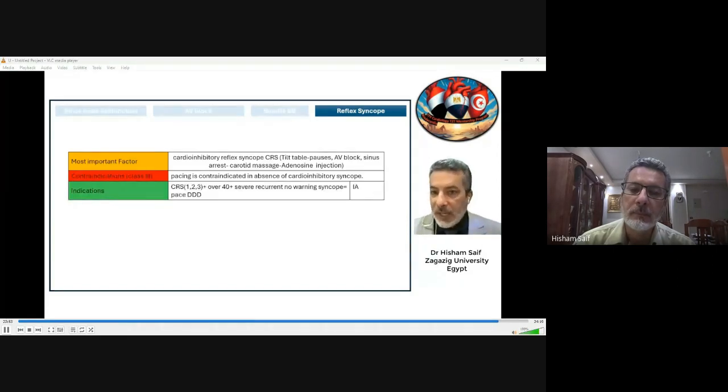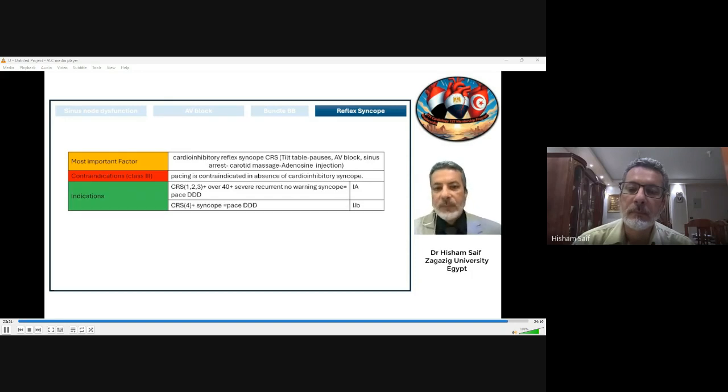The first regular indication is cardio-inhibitory syncope proved by tilt table test, Holter, or carotid sinus massage in patients older than 40 years with severe recurrent syncope with no prodrome to warn the patient to take abortive measures. Here, a DDD pacemaker with rate drop response is indicated, and this is the only class 1A indication in all pacing indications. The second regular indication is a patient with adenosine-sensitive syncope documented through pharmacologic testing using adenosine injection in patients with high clinical suspicion and a negative or non-diagnostic tilt table test.